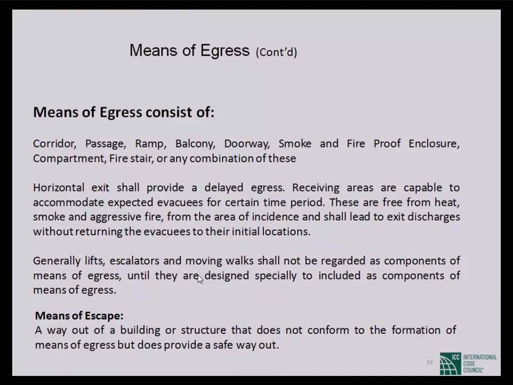So what are the combinations of exit access? Exit access consists of corridor, passageway, ramp, balcony, doorway, smoke and fire enclosure, compartment, fire stair, or any combination of these. This is the total exit access.